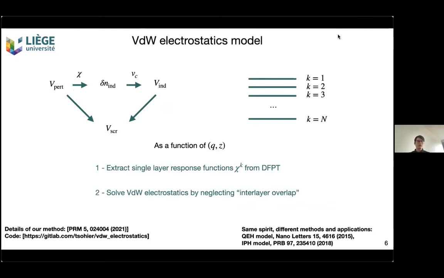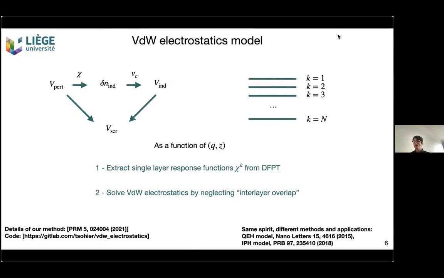So the form of a general electrostatic problem is you have a perturbation that generates a carrier density response, and this induces a potential, and then the total effective potential felt by the electrons around is the screened potential, which is the sum of the perturbation and the induced potential. The induced potential tends to counteract the perturbation, so it's opposite, and the screened potential ends up smaller than the perturbation. Okay, and you have this kind of situation here in each of the n layers of our system.